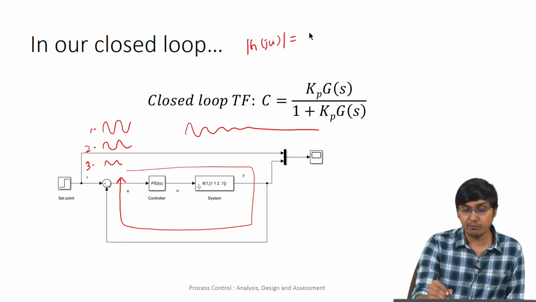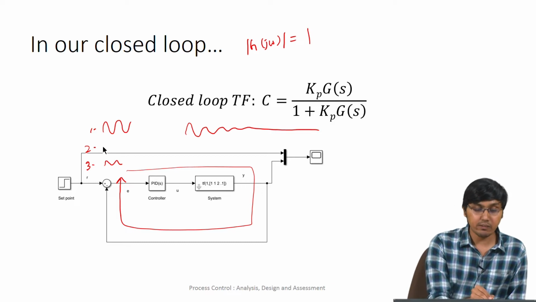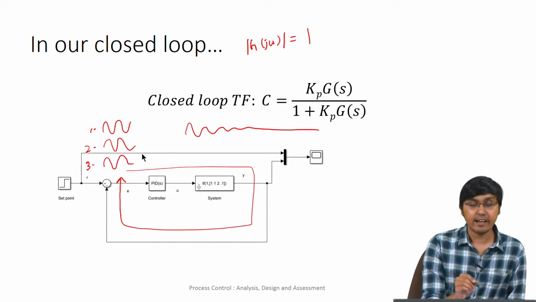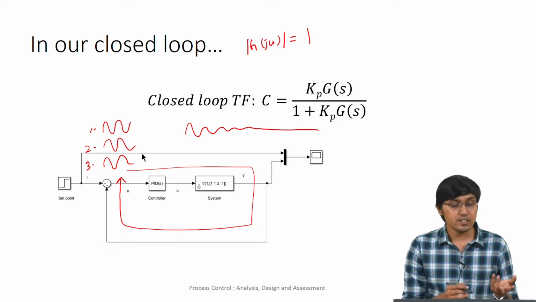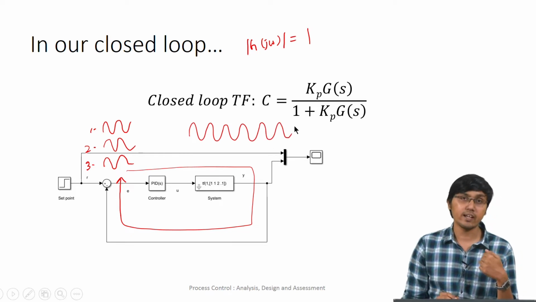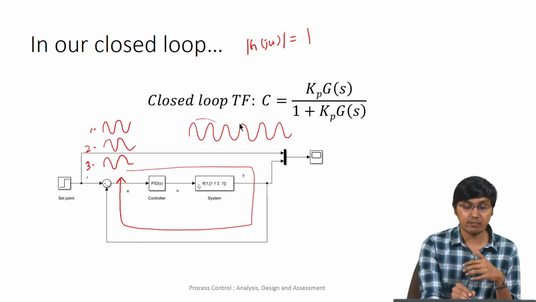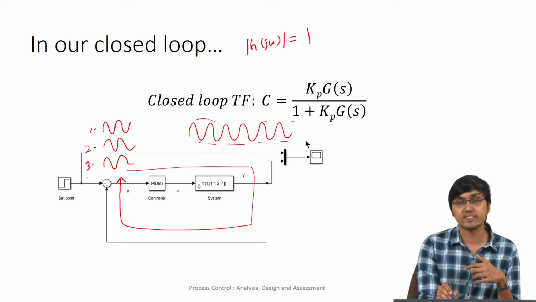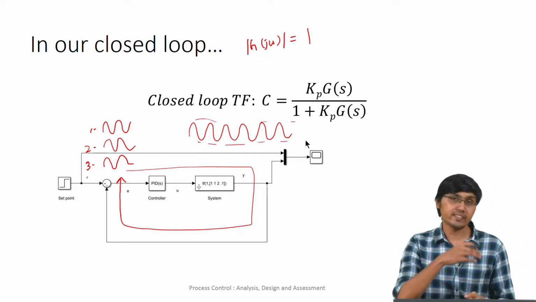But what happens when the gain becomes equal to 1? Then this is the same sine wave, and this also is the same sine wave, everything is in phase. So the output has the same constant amplitude. It is going to keep on oscillating with the same amplitude, but it is not going unstable, it just keeps oscillating, and the oscillation does not die down.